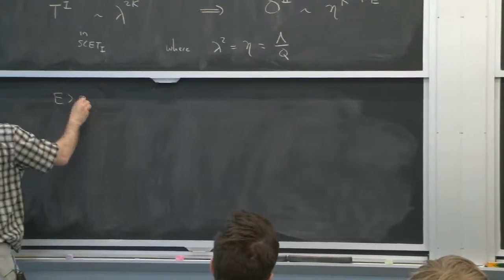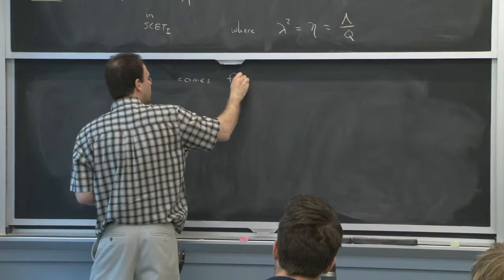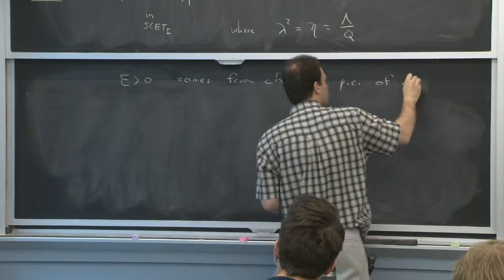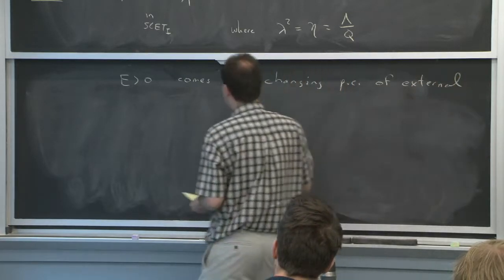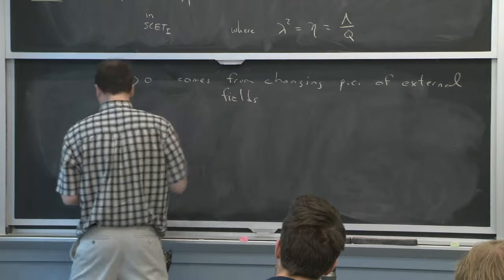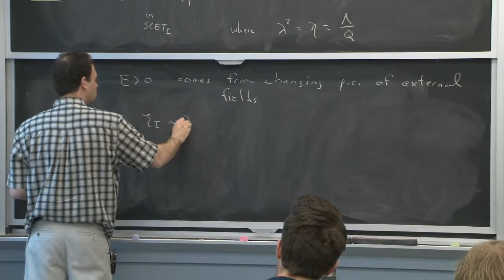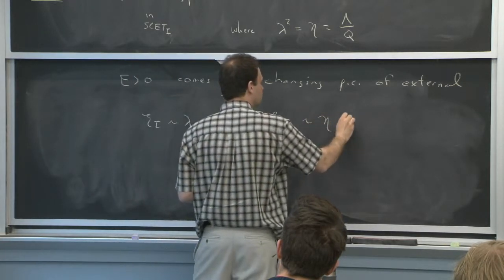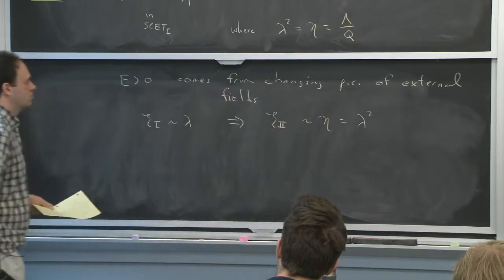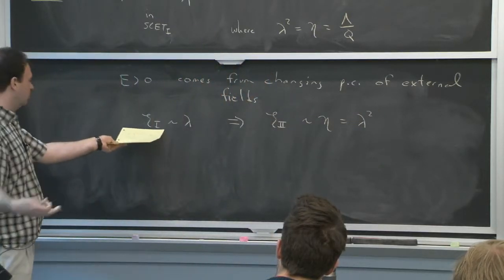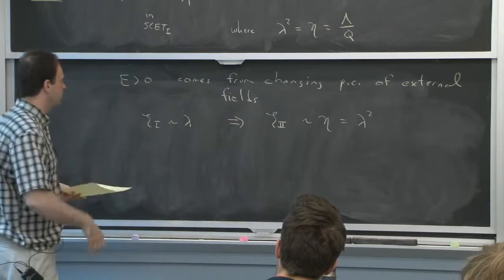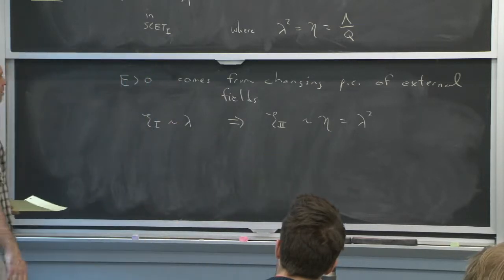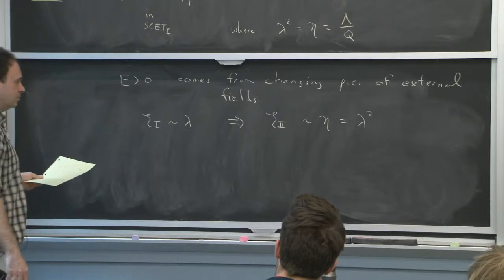So this e, which is greater than 0, comes from changing the power counting of external fields in the matching. One example is just having an external collinear quark or external collinear perp gluon, for example, where you would have C of order lambda in SCETI1, and it becomes of order eta in SCETI2, which is lambda squared, so that's an extra power of lambda. That's extra factors of the power counting parameter.